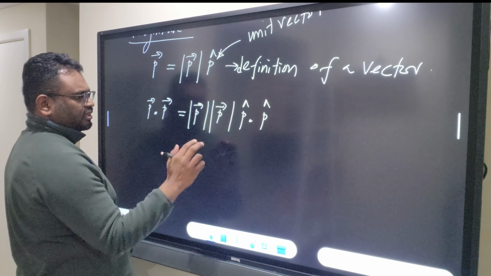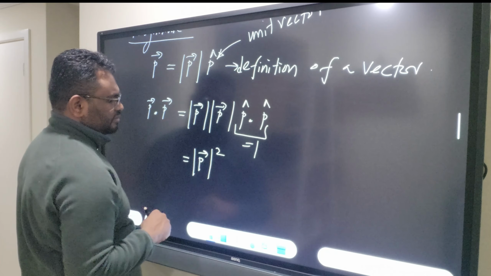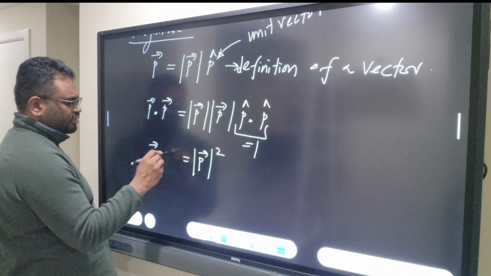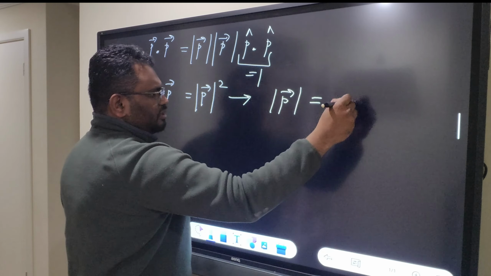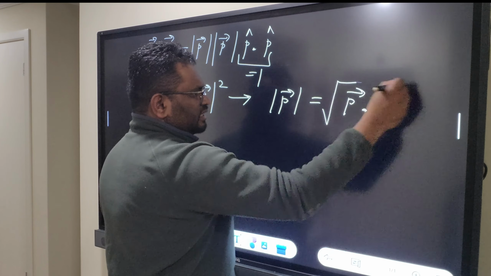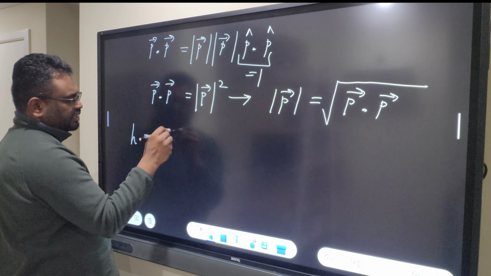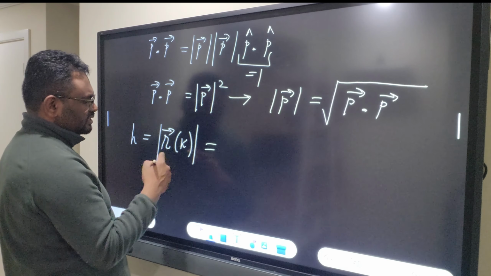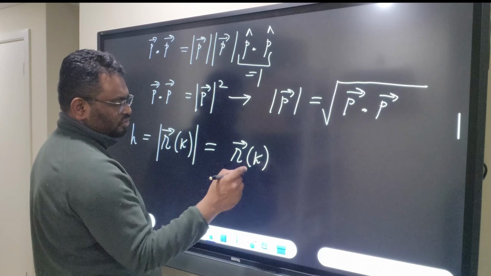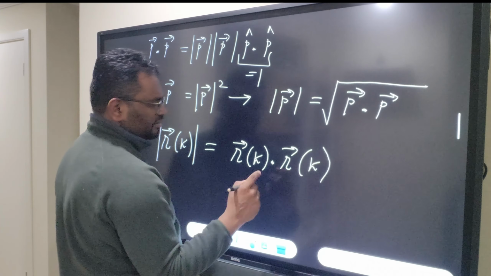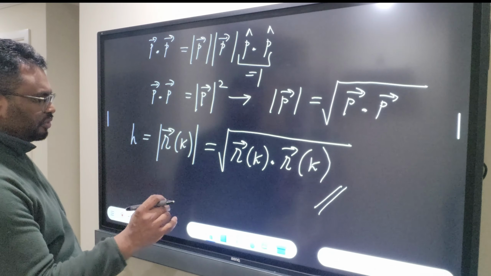All good. Now when you do the dot product between unit vectors, that is going to be 1. So from here you get the p vector magnitude squared, which is p vector dot p vector. So you get the p vector magnitude to be the square root of p vector dot p vector. This is how we find a magnitude. So in the previous question, h was the magnitude of the r vector at lambda equal to k. So you can find r vector, which is the new parameter, which is a known value, dot with r vector when lambda is equal to k, and the magnitude. So from here you get the answer. This is how you find the shortest distance from a point to a vector line.